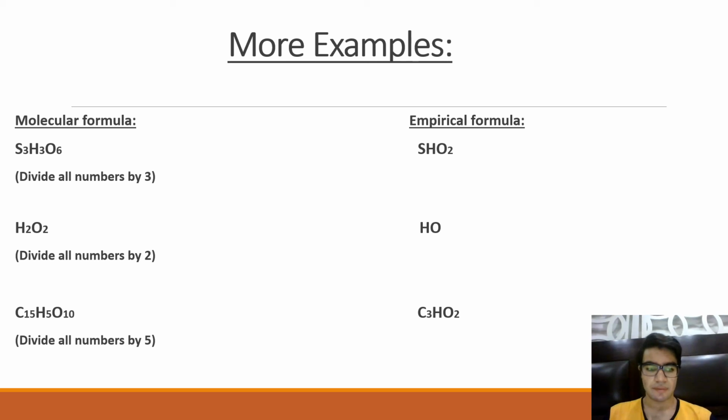Then in the third example, we have C15H5O10. The highest number that you can divide all these three numbers by is 5. So you divide 15 by 5, which is 3. You divide 5 by 5, which is 1. And you divide 10 by 5, which is 2. So the empirical formula becomes C3HO2. That's how you do it.